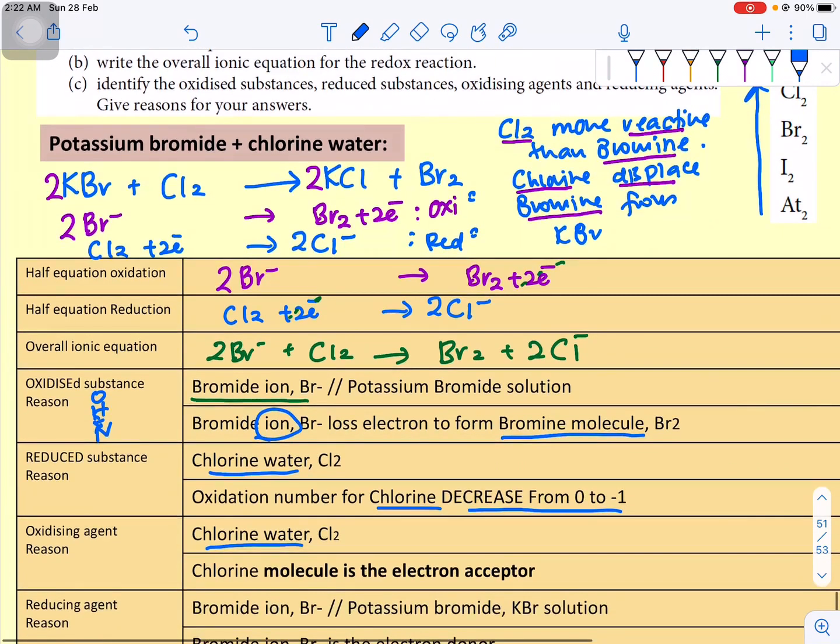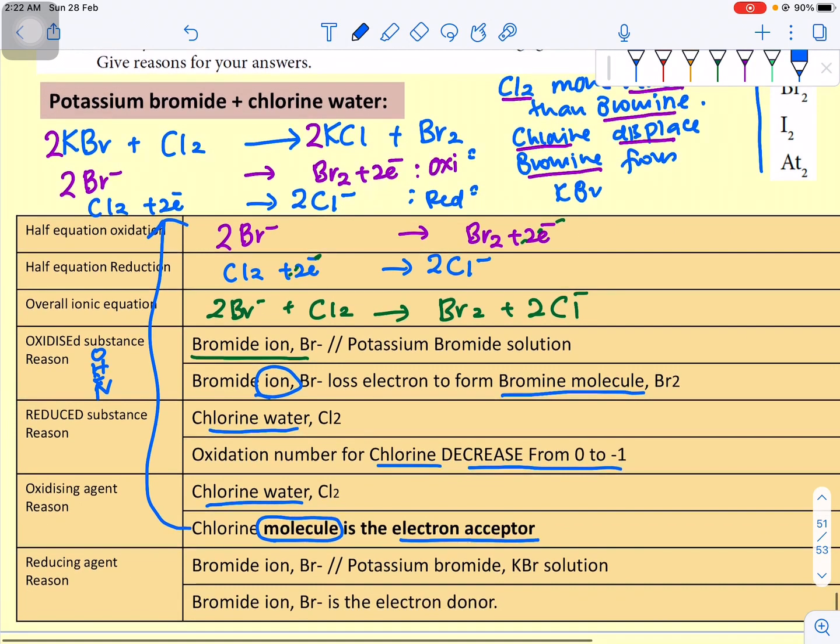Oxidizing agent dia mesti benda yang berlakunya reduction, so dia adalah chlorine water. Why dia adalah oxidizing agent? Because chlorine molecule, we need to mention the word molecule, is the electron acceptor. Tengok pada kita punya half equation, electron acceptor. Reducing agent is bromide ion. Why? Because bromide ion is the electron donor, penderma electron. So what is the conclusion? The conclusion is kita kena ingat the list of halogen, which one is more reactive, starting from chlorine, bromine, iodine and astatine, and then the more reactive akan displace yang less reactive halogen.